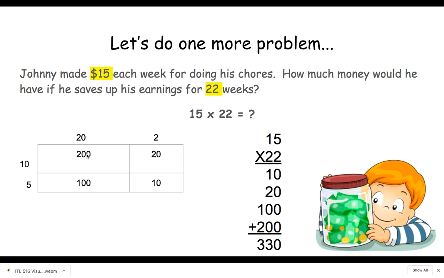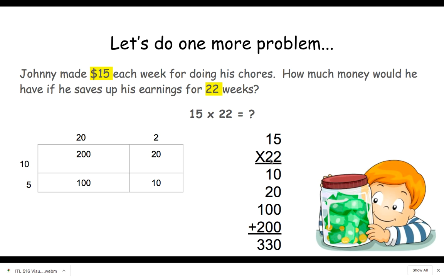10 times 20 is 200. 20 times 5 is 100. Then we have 10 times 2 is 20, and 5 times 2 is 10. Okay, when we're going to do it in the standard algorithm, we're going to add our partial products, which are the same 4 that we have over here. 2 ones times 5 ones is 10. And then 2 ones times 1 ten is 20.